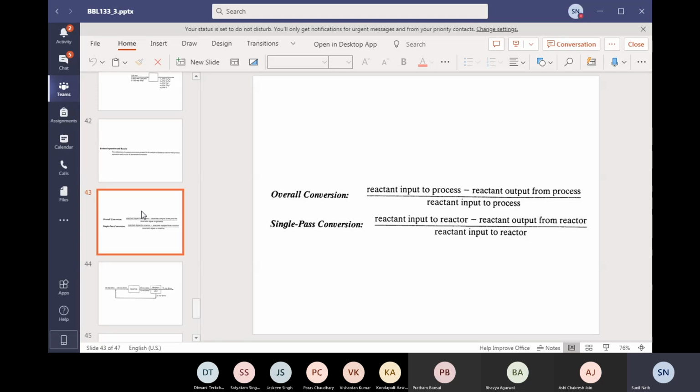That's your second term in the numerator. And then you normalize it by how many moles per unit time of the limiting reactant is fed into the reactor. And that is a single pass conversion. So the single pass conversion is always less than or equal to the overall conversion. That is the way, basically based on this definition.